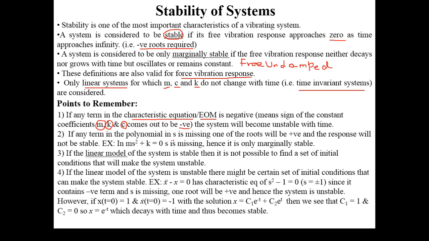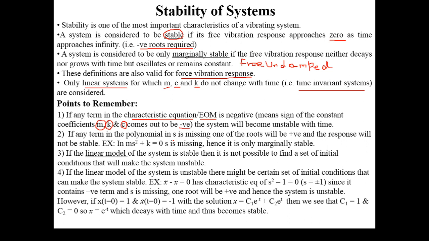Especially you have to look at the sign of the inertia term, the stiffness term, and the damping term. They all must be positive in your equation of motion. None of them should be negative. If anything is coming out to be negative, then this means that your system will become unstable with time. This is the first point that you should check while looking at the characteristic equation of your system or the equation of motion of your system.